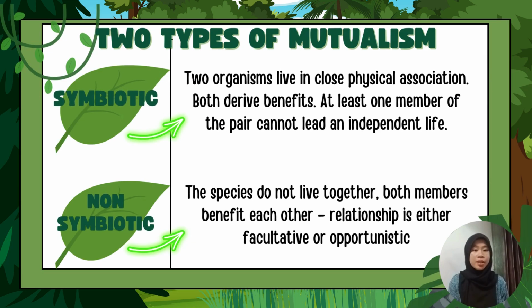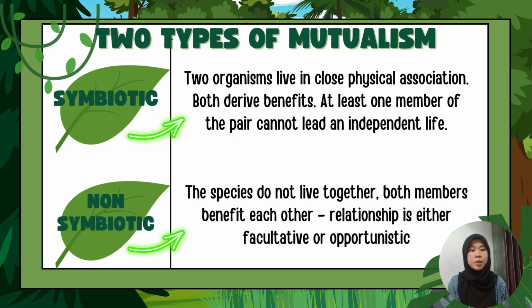Symbiotic: two organisms live in close physical association. Both derive benefits. At least one member of the pair cannot lead an independent life. Non-symbiotic: the species do not live together. Both members benefit each other. The relationship is either facultative or opportunistic.